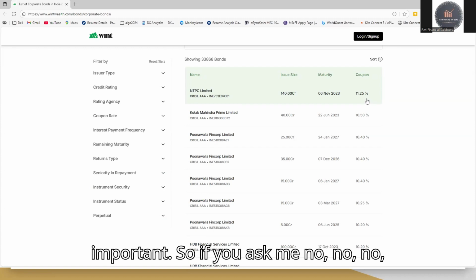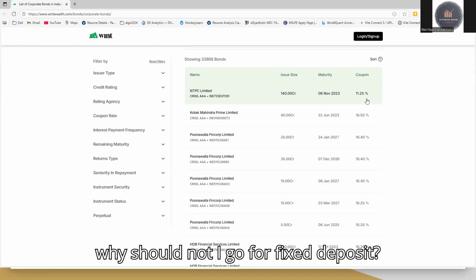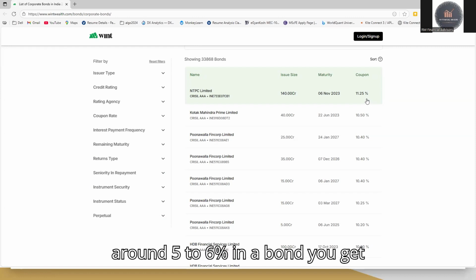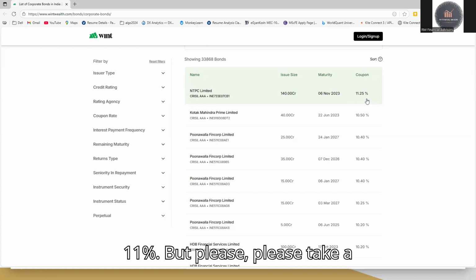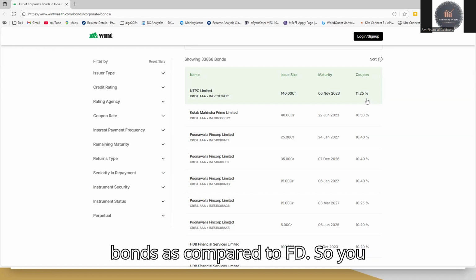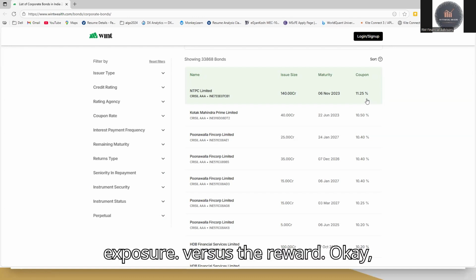So this is important. If you ask me, why should I not go for a fixed deposit? In a fixed deposit for 5 years, you get around 5 to 6%. In a bond, you get 11%. But please take a pause. Understand the risk is more in bonds as compared to FD. So you have to always consider your risk exposure versus the reward.